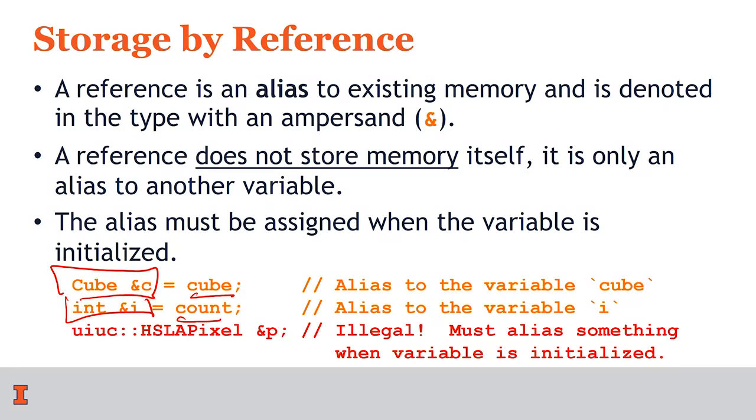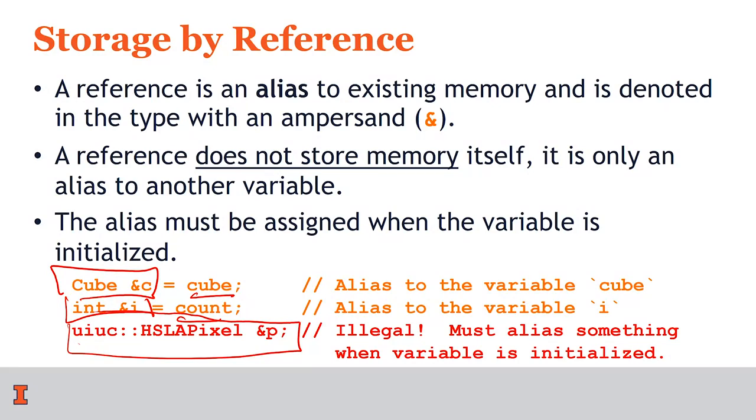Because reference variables have to be assigned when they're initialized, we can see that the line of code HSI pixel reference variable p semicolon is not a valid line of code because that does not create an alias when it's initialized. And you'll see that if you run this code through a compiler, this code won't even compile.